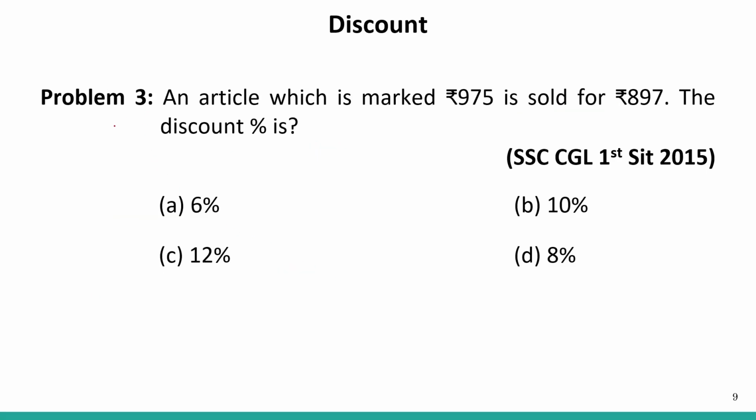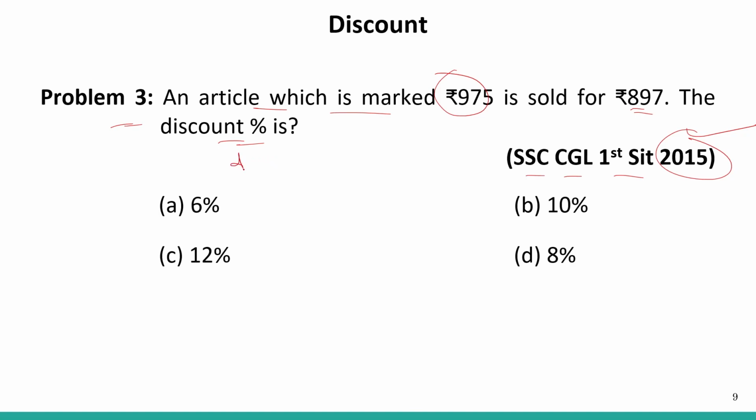So let's see problem number 3. An article which is marked at 975 rupees is sold for 897. Then the discount percentage will be what? This question appeared in the SSC CGL first sitting 2015 paper. So the article is marked at 975 and is sold for 897.